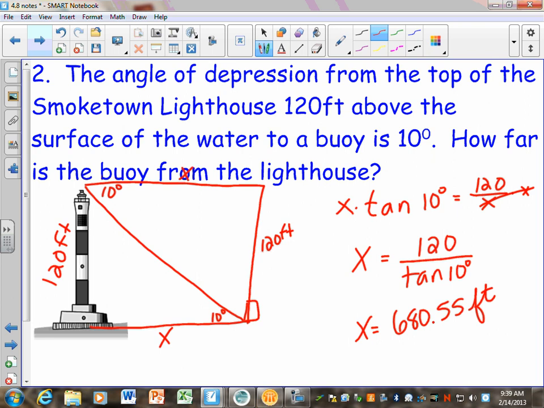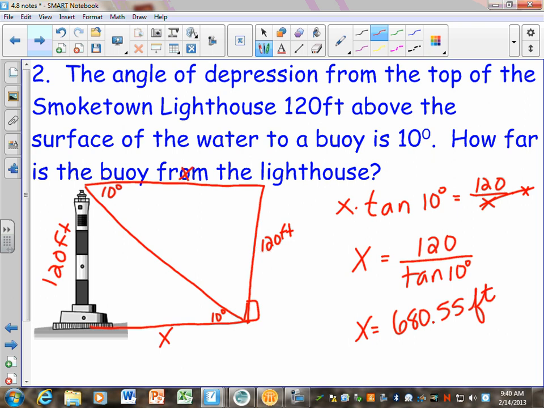And if I would have drawn my picture better, 10 degrees is a really small angle, which means the other angle is going to be much bigger. But I didn't. The picture doesn't really matter, as long as you get it set up right. How do you feel about that? Angle of depression. Just make sure you don't label in the wrong spot. That's the big thing.